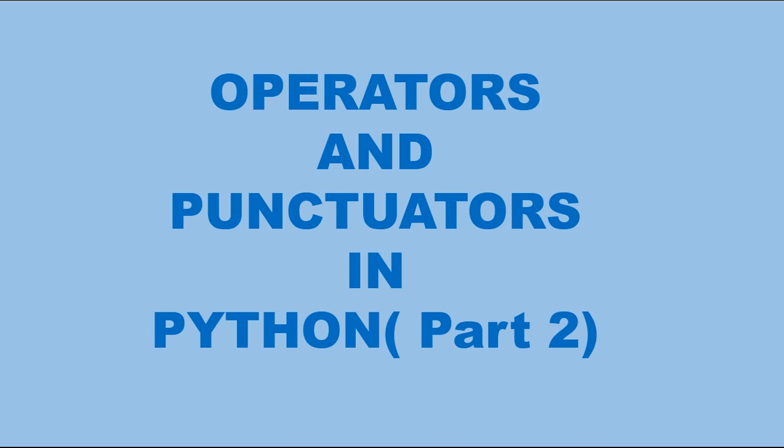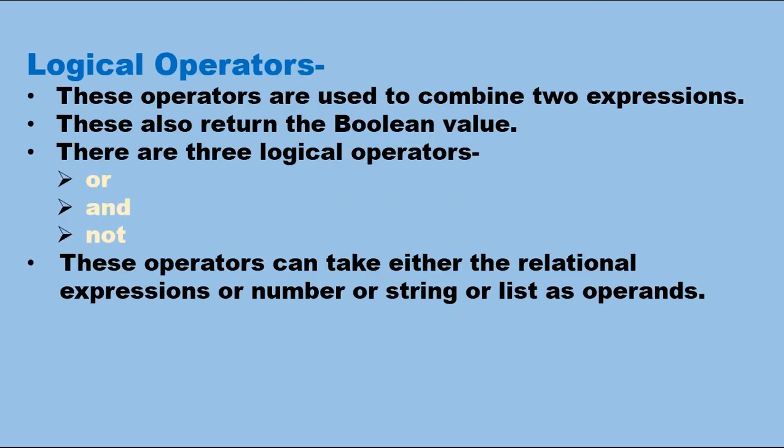Now, let us continue our discussion on operators and punctuators in Python. We have already covered the arithmetic operators and the relational operators. Now we will be moving on with the logical operators. The logical operators are used to combine two expressions. They return the result in the form of true or false. The three logical operators available in Python are OR, AND, and NOT.